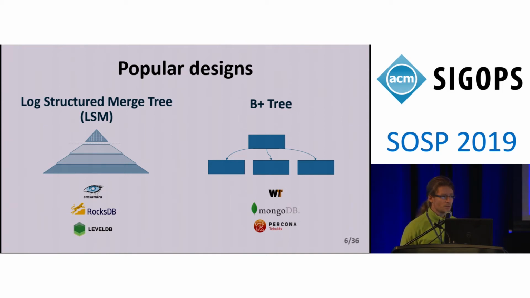Existing key value stores usually use one of two designs, the log structure merge tree, also called the LSM, and the B+ trees. LSMs are used, for instance, by Cassandra, RocksDB, or LevelDB, and B+ trees are used by WiredTiger, the main storage engine of MongoDB, and by TokuMX, the storage engine of Percona. So let's look at LSMs first.